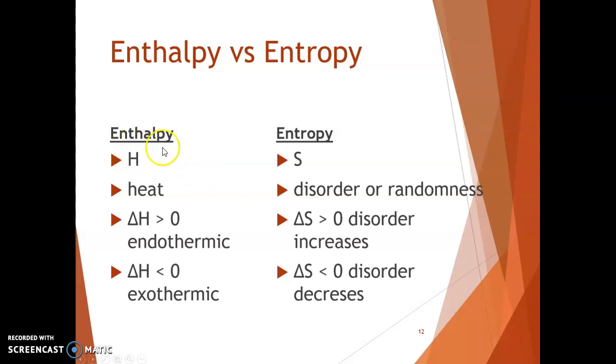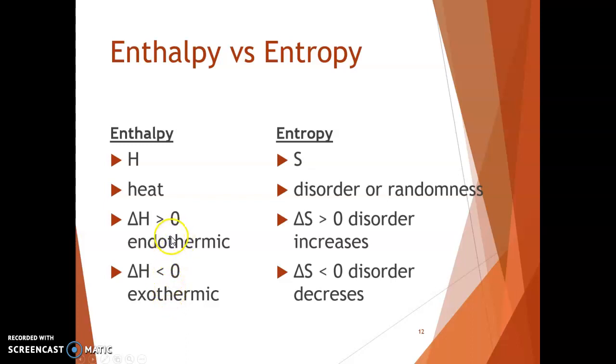So the symbol H is for enthalpy, S for entropy. Enthalpy measures heat transfer. Entropy measures the degree of randomness. Some terms for you: chemical reactions where the change in enthalpy is positive are endothermic. That means that chemical reaction is absorbing energy, while delta H, a change in enthalpy that's negative or less than 0, that is exothermic. So that means that energy or heat is being released by that reaction.